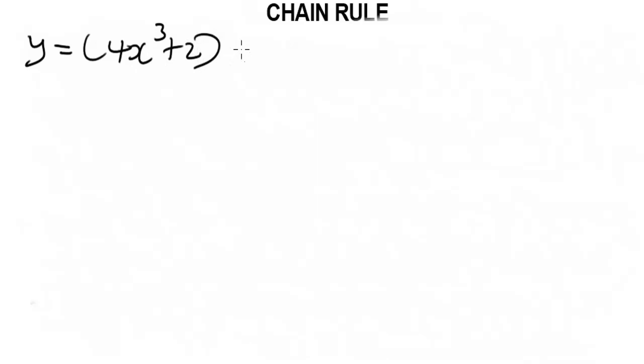Given the function y equals in bracket 4x cubed plus 2, bracket close, raised to power 5. Solution. Now note that another term for chain rule is function of function. Either you say chain rule or you say function of function, they both mean the same thing, so don't be confused.